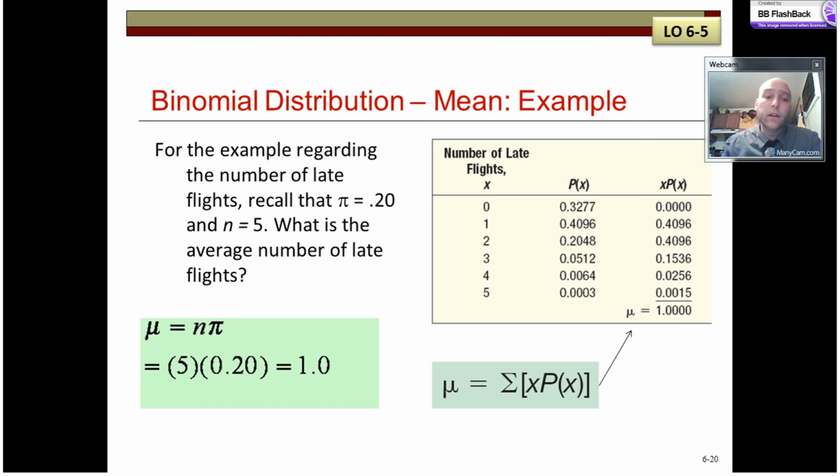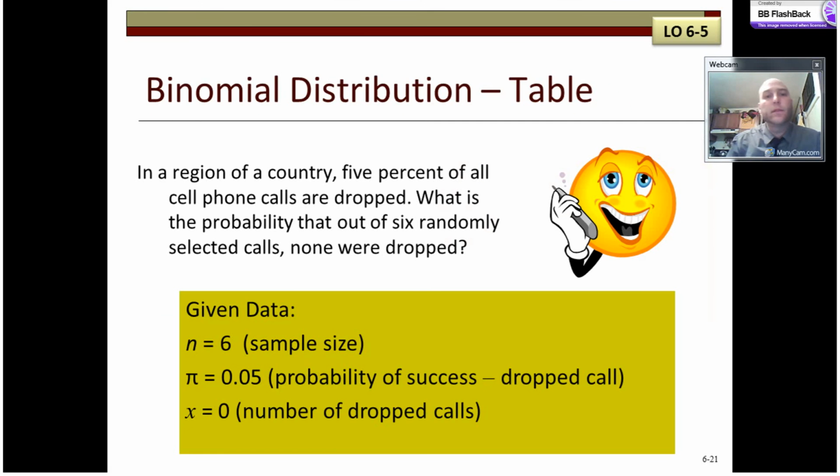Or you can use the simple formula, say, given that this is a binomial probability, I can take n and I can multiply it times pi, and I get 1, and it's so much easier. I think that's pretty rad. But you can only do that if it's a binomial probability distribution.